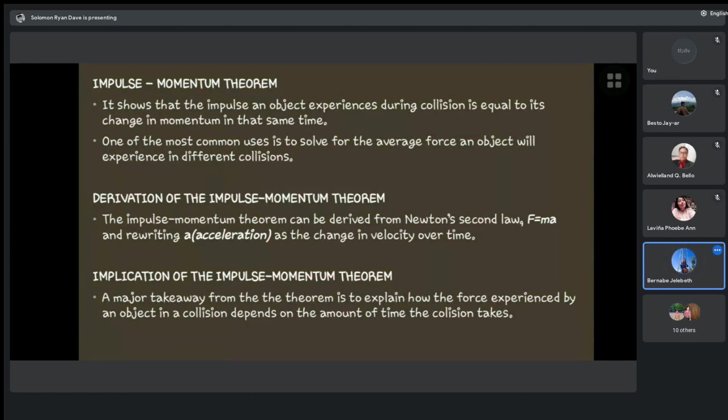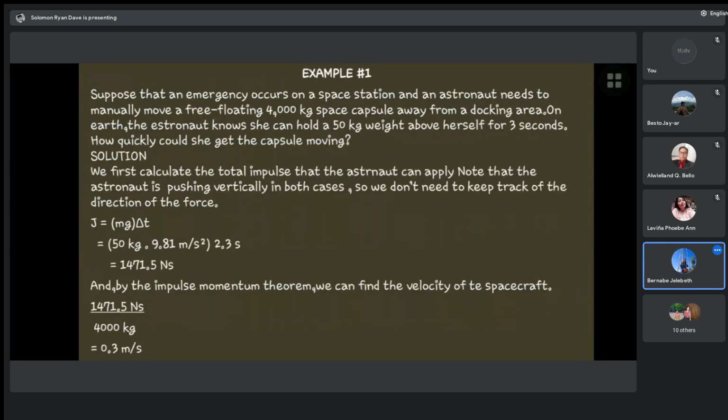Next slide. So we have example number one. Suppose that an emergency occurs on a space station and an astronaut needs to manually move a free floating 4,000 kilogram space capsule away from a docking area on Earth. The astronaut knows she can hold a 50 kilogram weight above herself for 3 seconds. How quickly could she get the capsule moving?